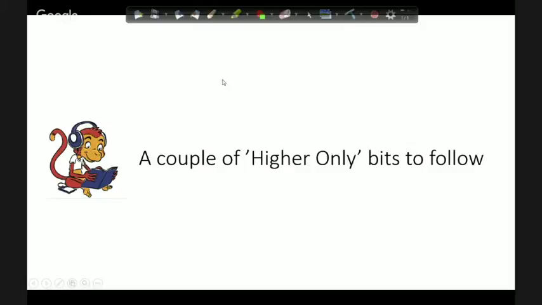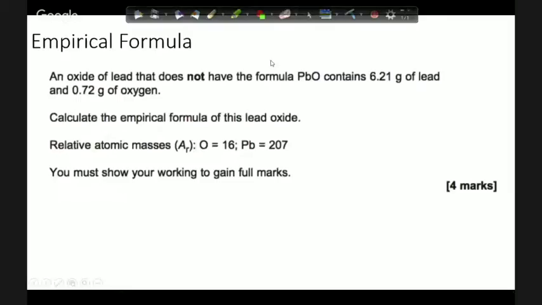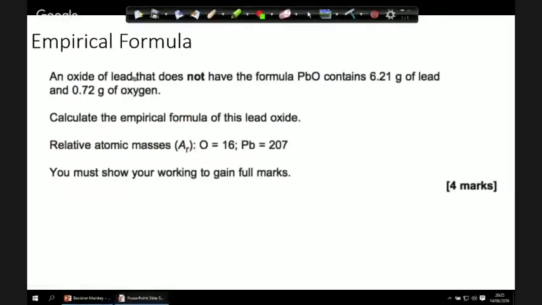And then we'll take a break and I'll go through a couple of C3 things. So for higher tier, I want to go through empirical formula.